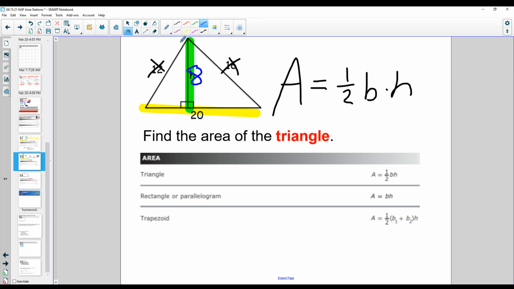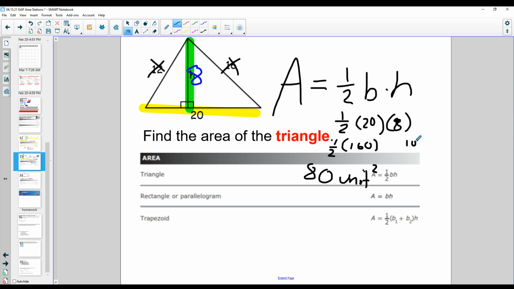So let's calculate it. To find the area of this, I need to multiply by a half. The base is 20. The height is 8. There's several ways you could accomplish this. You could multiply the base times height, which is 160. Half of 160 is 80 units, since they didn't give you the unit, squared. Or you could do half of the base, which is 10, times 8 is 80 units squared. Or you could do half of the height, which is 4, times 20 is 80 units squared.